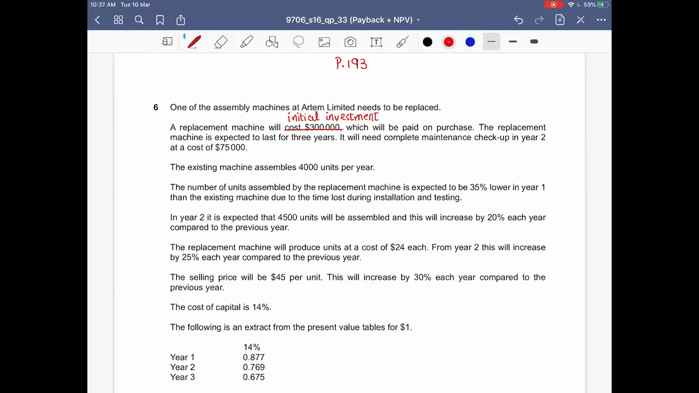A replacement machine will cost $300,000, which will be paid on purchase. That means we will pay this amount in year 0.